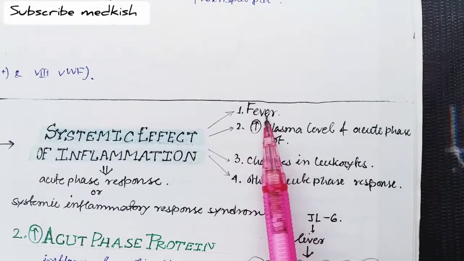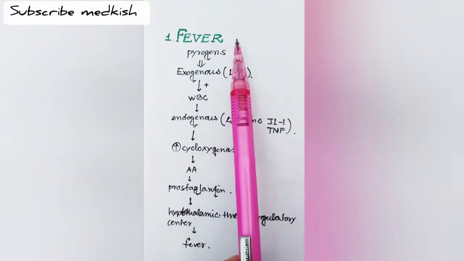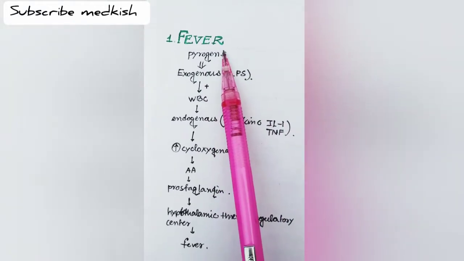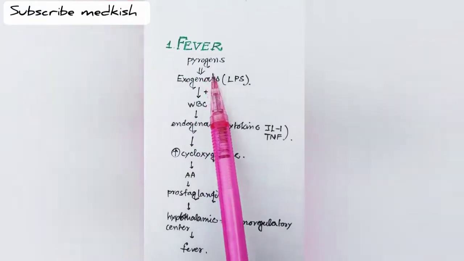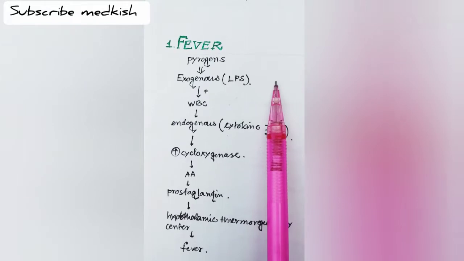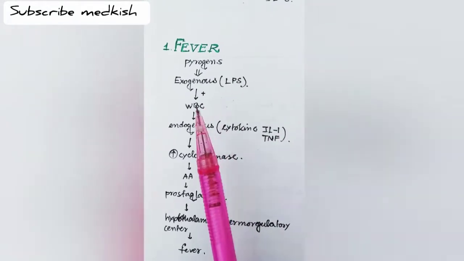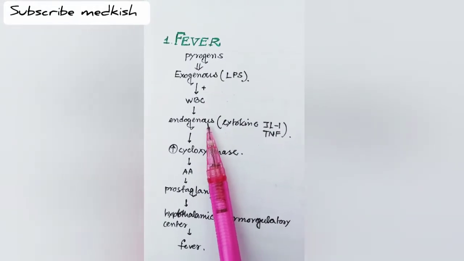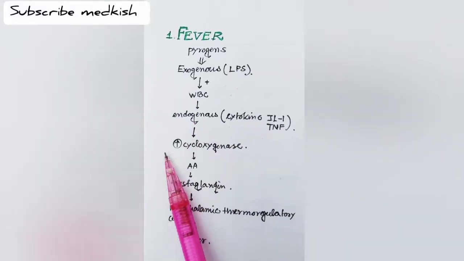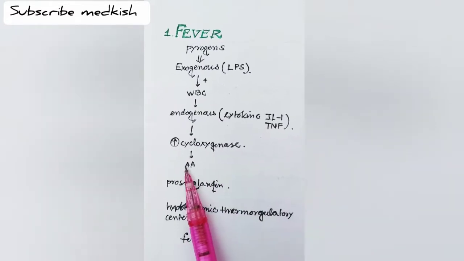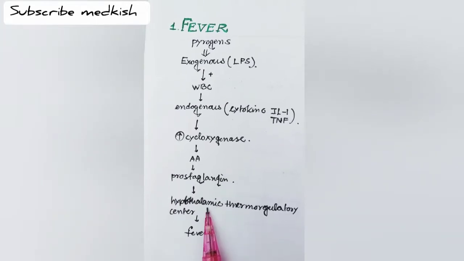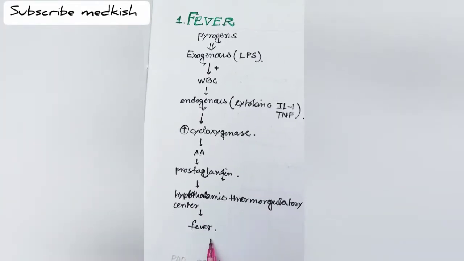The first topic is the fever. The systemic effect of inflammation is called the fever, and the substance which causes the fever is called the pyrogen. It may be an exogenous substance, that is, lipopolysaccharides on the microbe cell wall, which stimulate the WBC, and the WBC releases endogenous substances like the cytokines interleukin 1 and TNF. TNF now stimulates the cyclooxygenase enzyme, helping the metabolism of the arachidonic acid, which releases the prostaglandin, which acts on the hypothalamic thermoregulatory center and causes the fever.